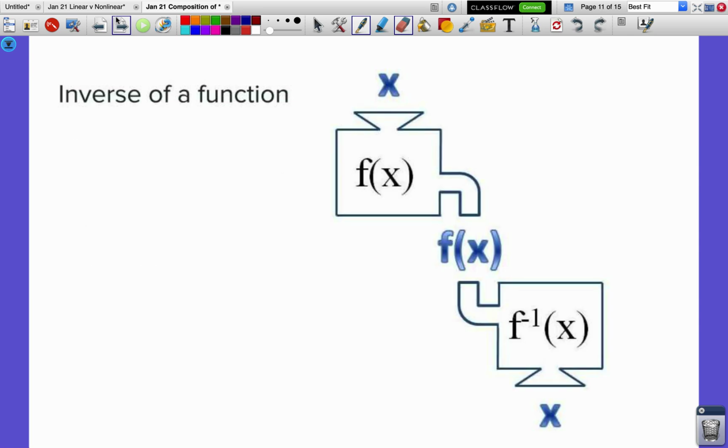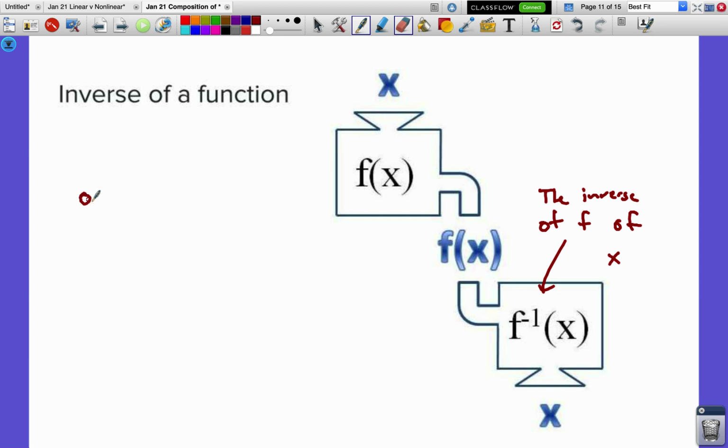Inverse of a function. The notation is a little -1 here. This is how we say this: the inverse of f of x. And an inverse will exactly undo operations done in an original function. If one function adds 3 to a number, then adds 2, the inverse will then subtract 2 and then subtract 3. And we'll just run it the opposite.